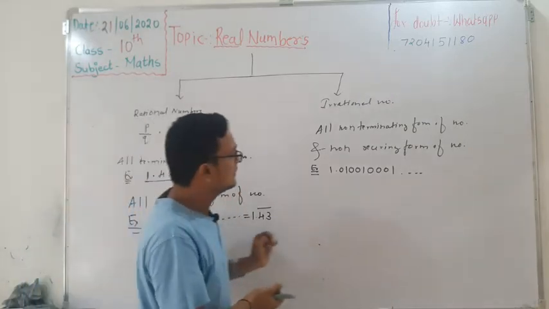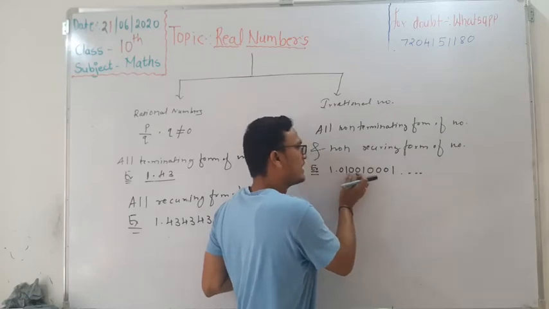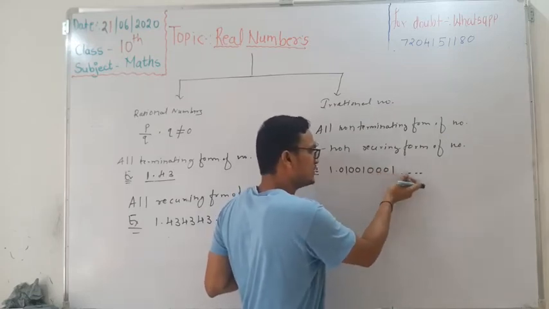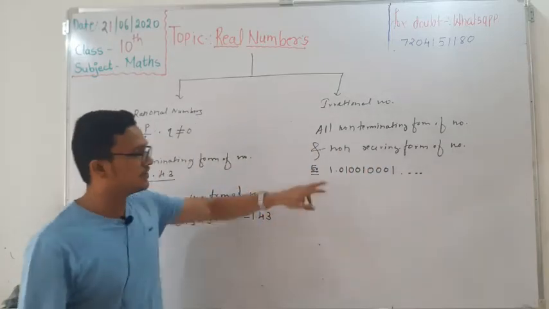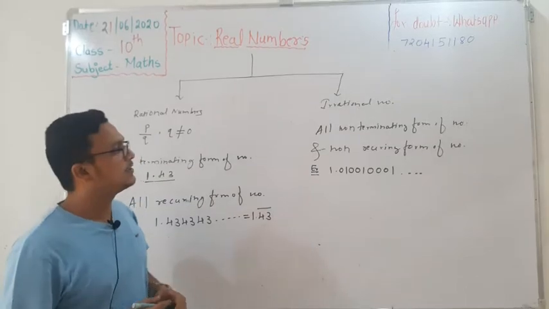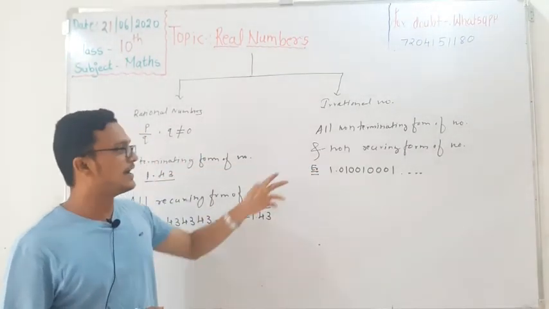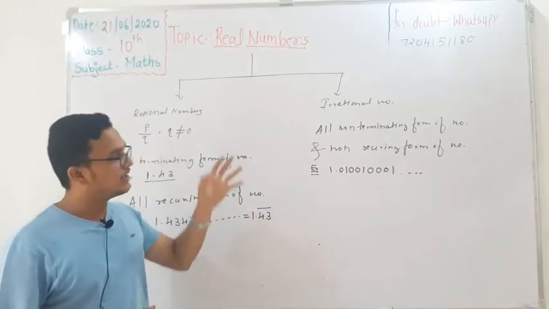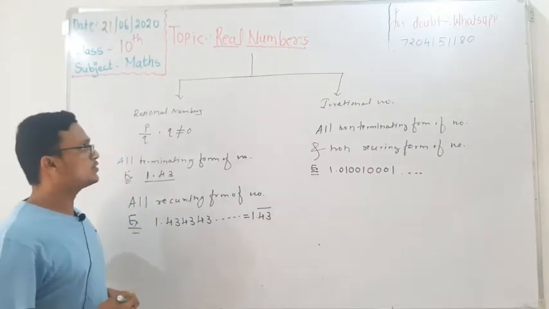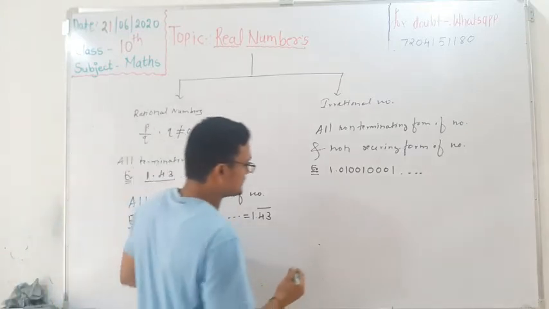But whereas in this number, that is 1.01, after 0 we are having 001, after that again 0001 and so on. So this type of number is called as what? Irrational number. So the definition is simple: all non-terminating and non-recurring numbers are called irrational numbers.